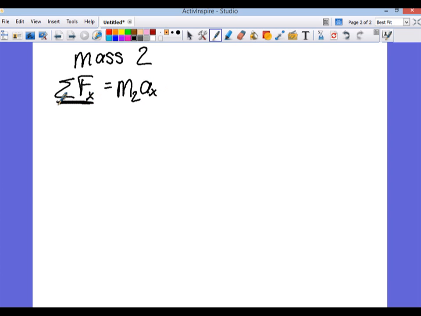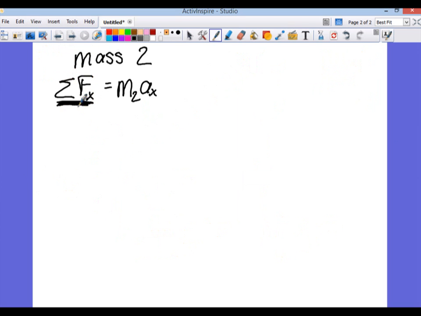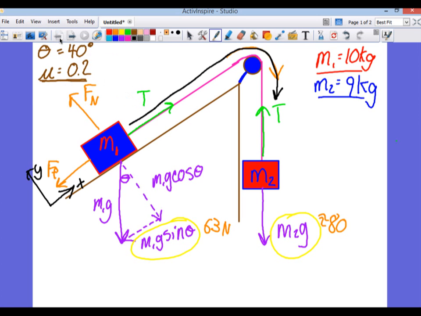So the sum of the forces in the x direction just means, look at our beautiful picture, and we're going to add up all of our forces that act in the x direction. All of those forces cause the mass to accelerate. So I need to take into account all of my forces that are acting on mass 2. Looking at my picture, what forces do I have acting on mass 2? Gravity, yes. Specifically, mass 2 times gravity.